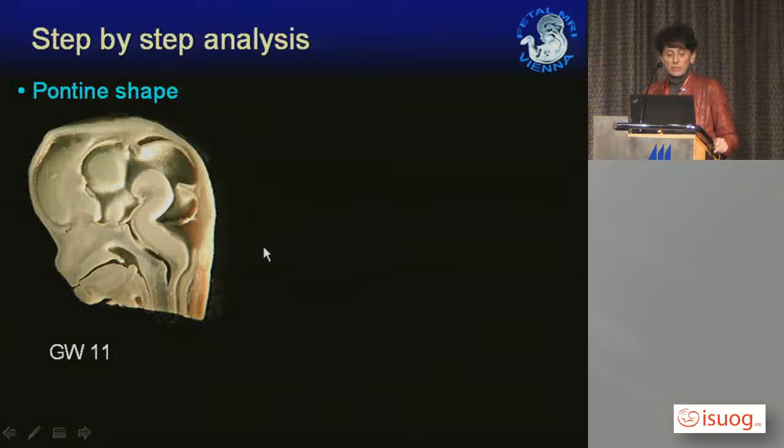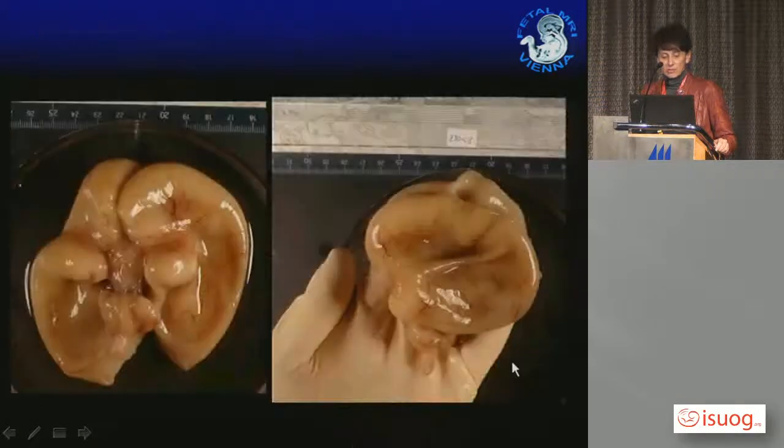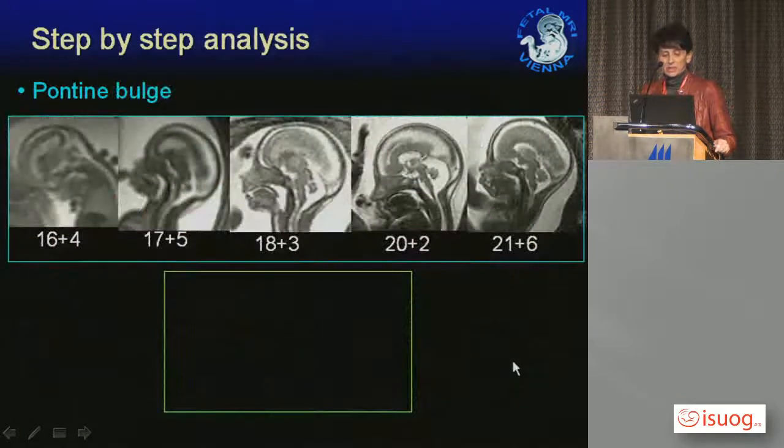The pons. If you're a fetus in gestation in week 11 and have a pons shaped like an S, that's fine. If you're older, that's not fine anymore, because here you have still an immature shape of the pons, and this is a feature of lissencephaly type 2. I showed you this case already in the morning, and here is the pathology.